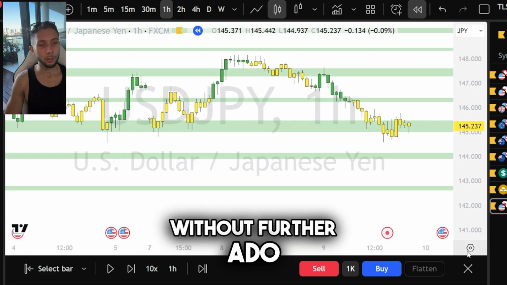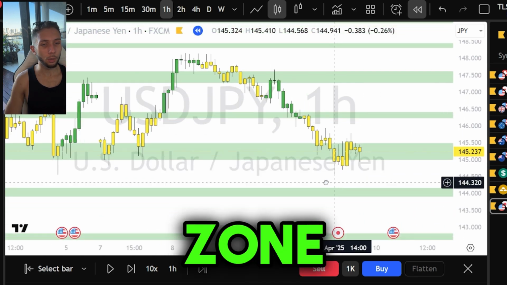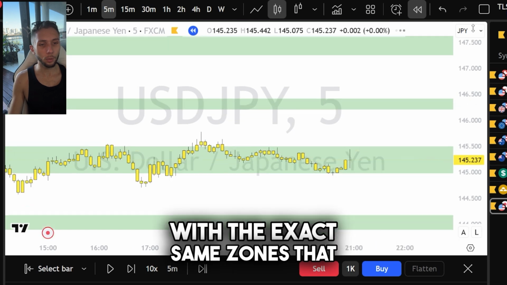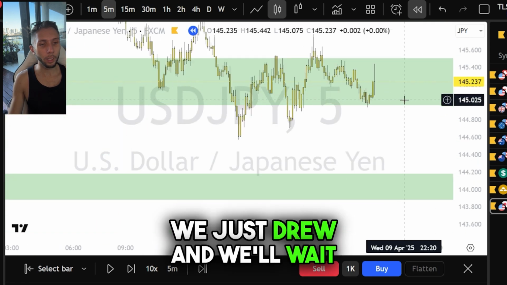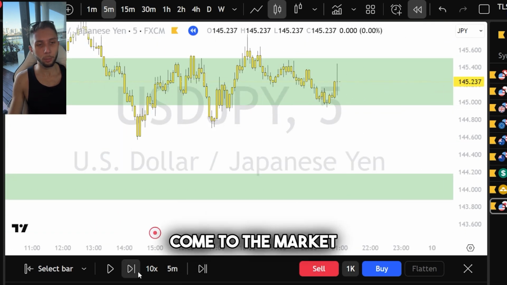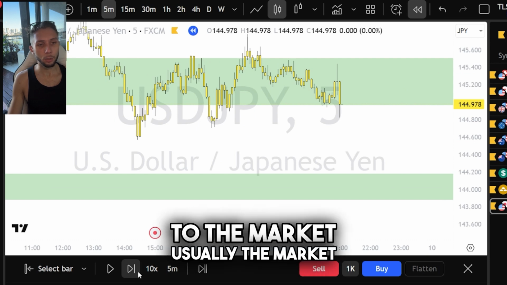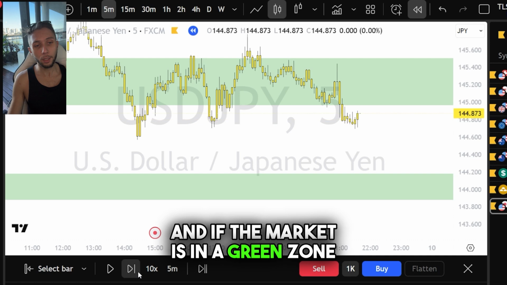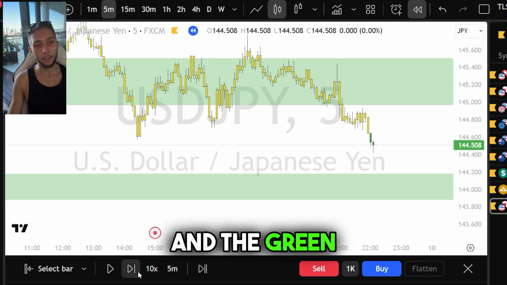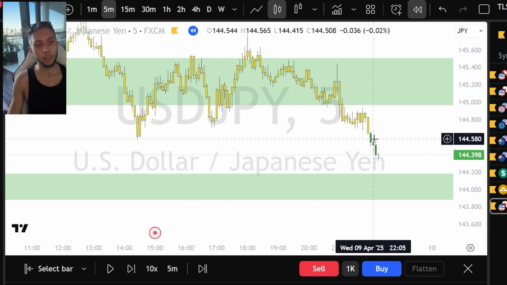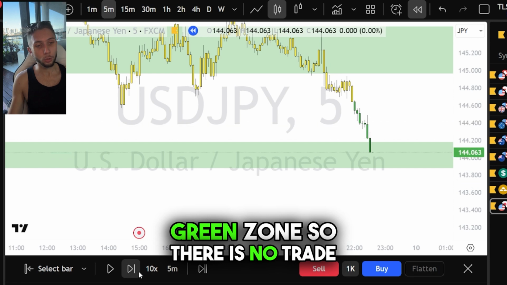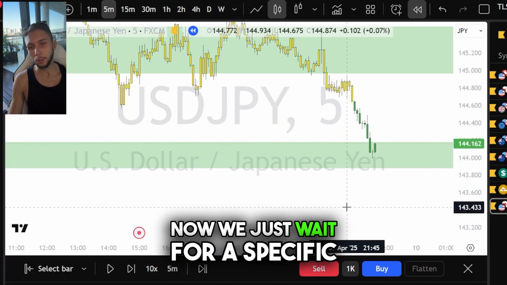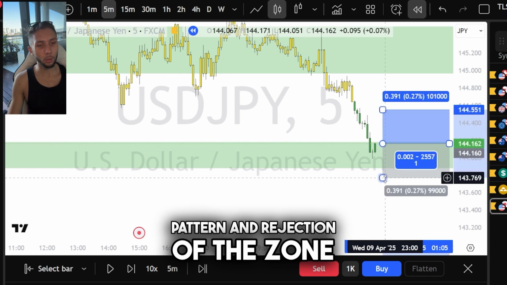Without further ado, I will just have to wait for a green candle on the green zone, and we'll start trading. So we'll go down to a lower time frame with the exact same zones that we just drew, and we'll wait for the green candles to come to the market. Now when the green candles come to the market, usually the market will be on a green zone, and if the market is in a green zone and the green candles are active, we'll trade. Now we are not in a green zone, so there is no trade in this case, but we go straight into a green zone. Now we just wait for a specific pattern and rejection of that zone.